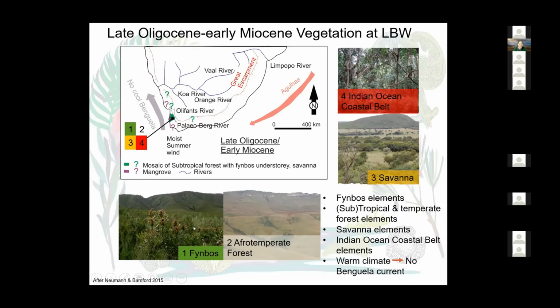And based on this mosaic vegetation, we can assume that the climate was warm and that the Benguela Current was not yet established.